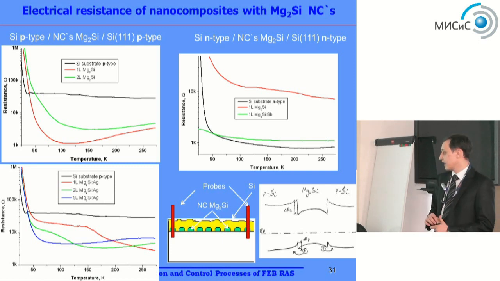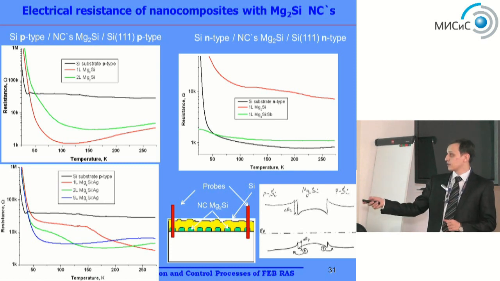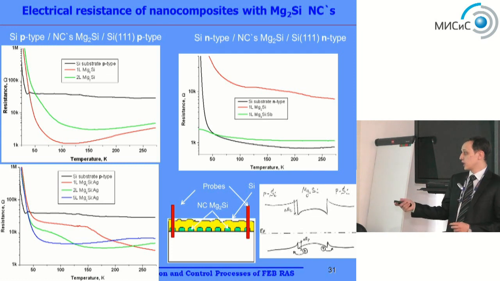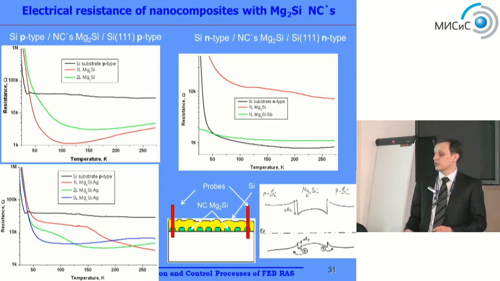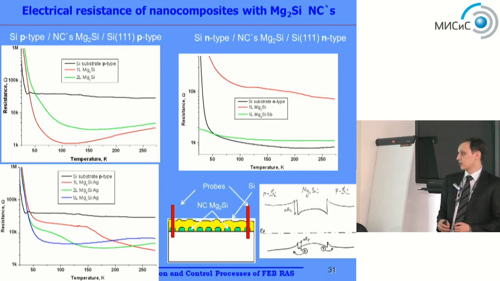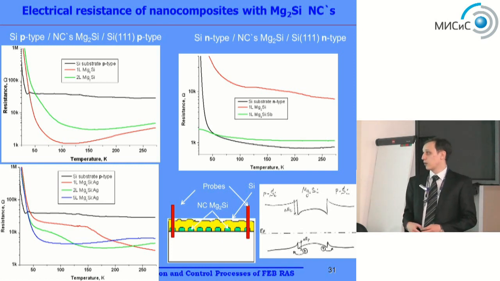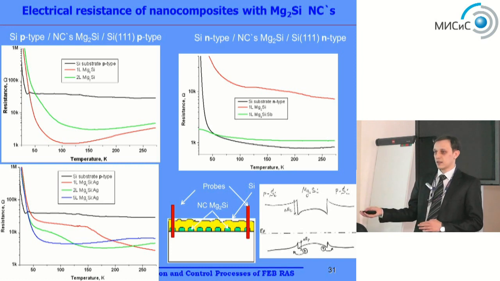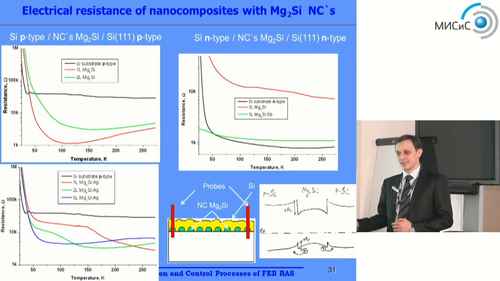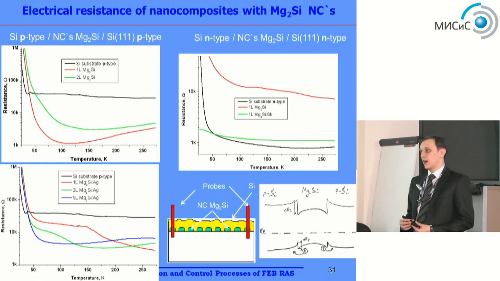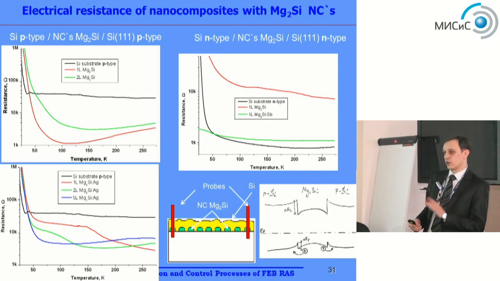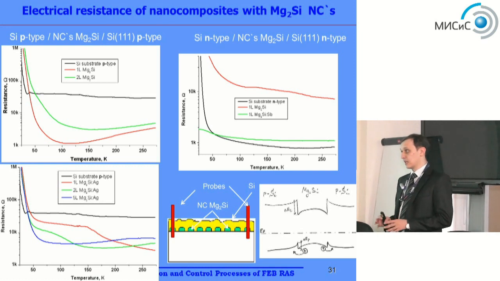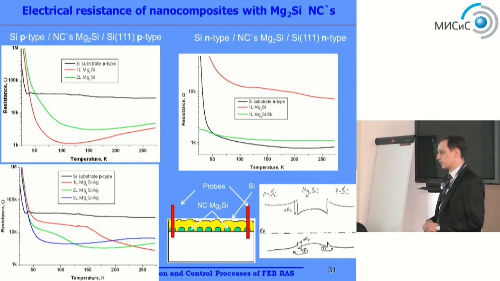And show to the silicon layer, and we see that if you have this substrate resistance for substrate without magnesium silicide, but if we include magnesium silicide, resistance of this system is 10 times lower. Then we think that if resistance is 10 times lower, then conductivity. Maybe. Unfortunately, it's two probes, only two probes. It's not four probes measurement. Maybe some mistakes with using two probes methods.